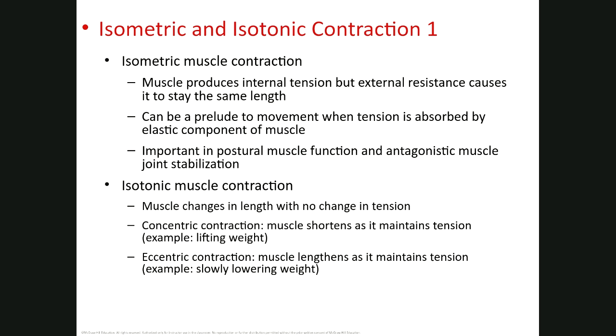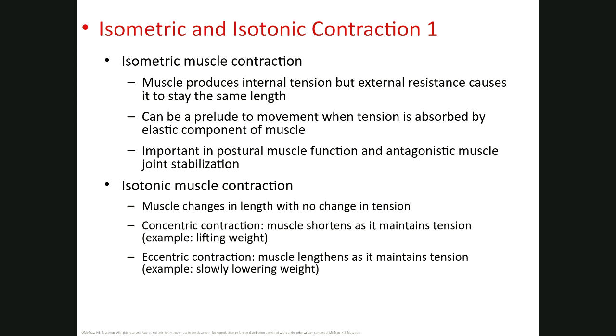All right, let's switch to another topic. This is isometric and isotonic muscle contraction. Isometric is when the muscle produces tension, but external resistance causes it to stay the same length. This is also important in postural muscle function.